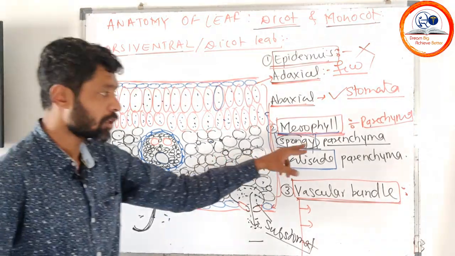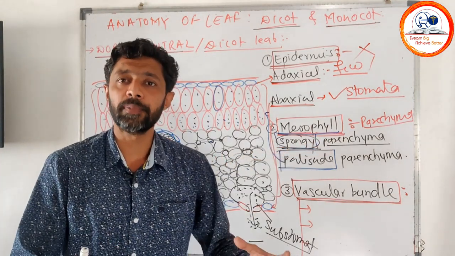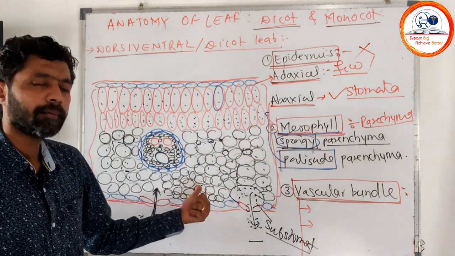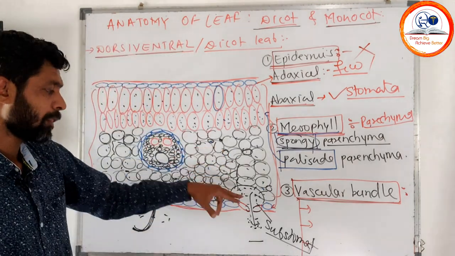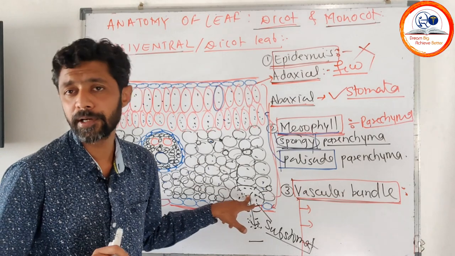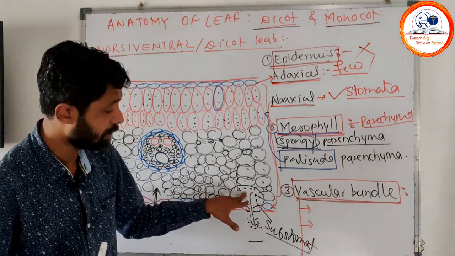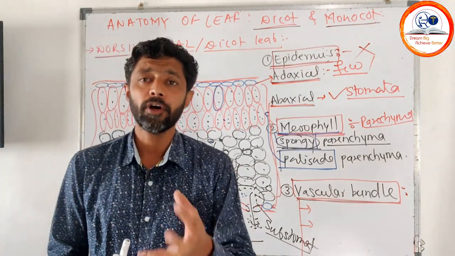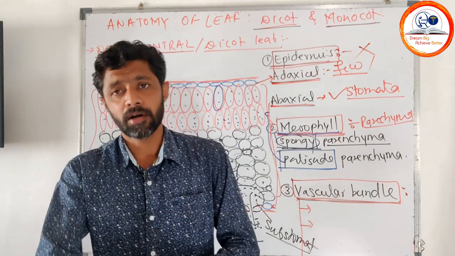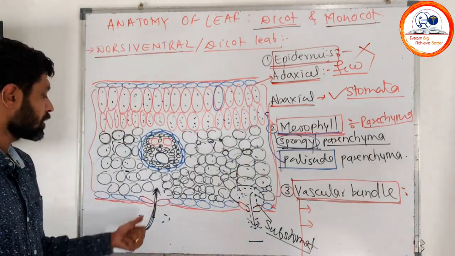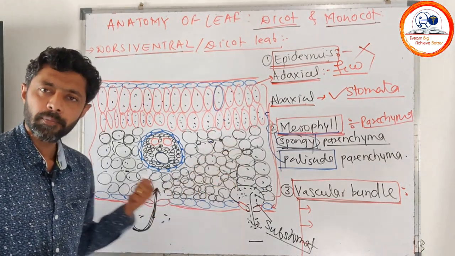Because here the spongy parenchyma cells are loosely placed, there will be a substomatal cavity. The substomatal cavity, or substomatal space, is meant for the accumulation of gases which have to be either lost or utilized by the parenchyma cells.